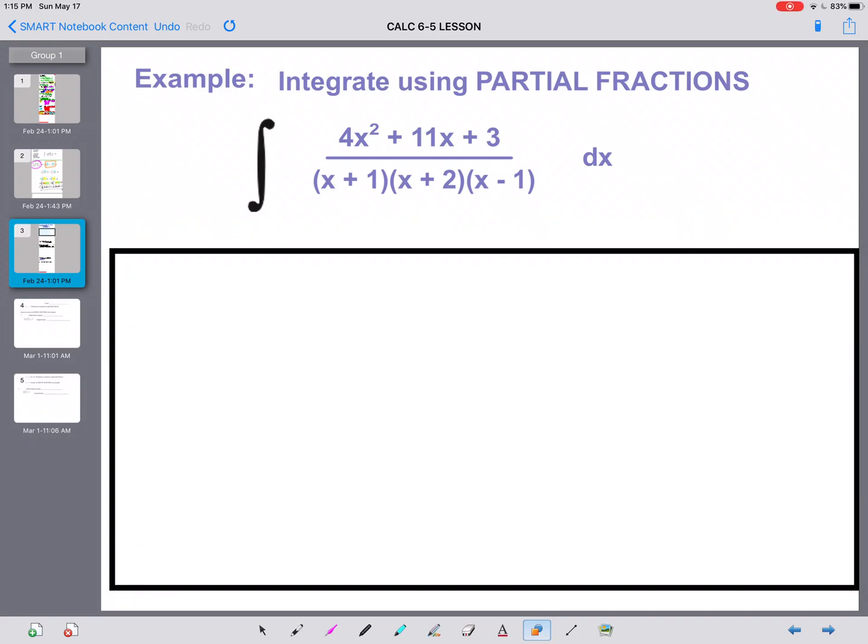Here is part 3 of Calculus Lesson 6.5. Part 3, we've got this problem. It's an integral, and wow, it's kind of complicated. Well, the first thing we need to do is break it up into partial fractions.